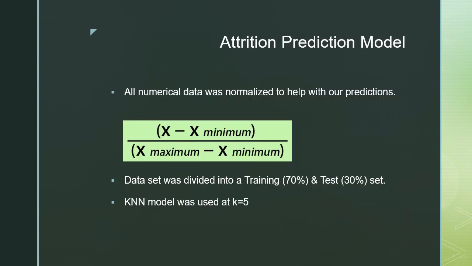So on to our next goal, and that was the attrition prediction model. So the first thing we did was normalize all numerical data to help with our predictions. Then, for the data set, we divided into a training and a test set. 70% was for the training and 30% was for the test. Our KNN model was used for attrition prediction, and we used it at k equals 5.